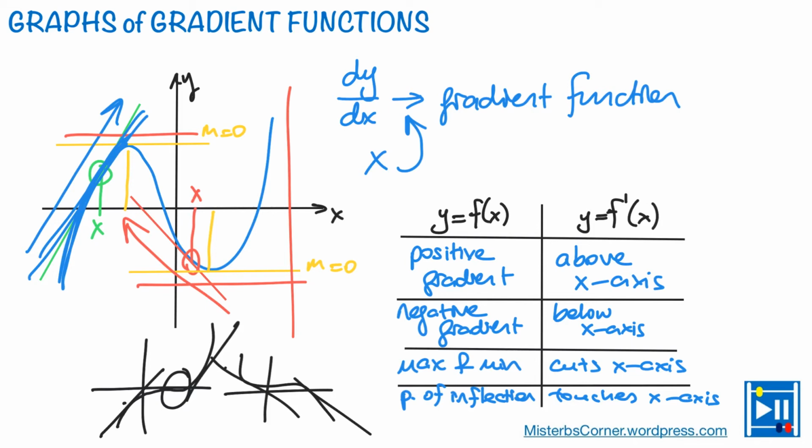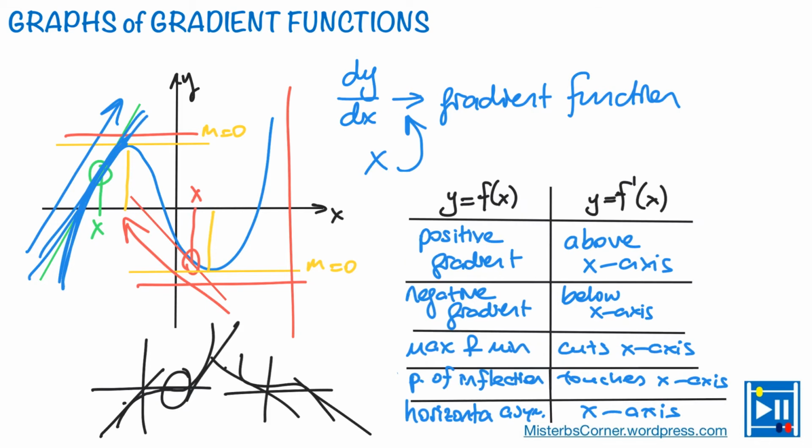Two more points before we move on to an example. The vertical asymptotes will stay the same as vertical asymptotes, whereas the horizontal asymptotes will be the x-axis in the graph of the gradient function.